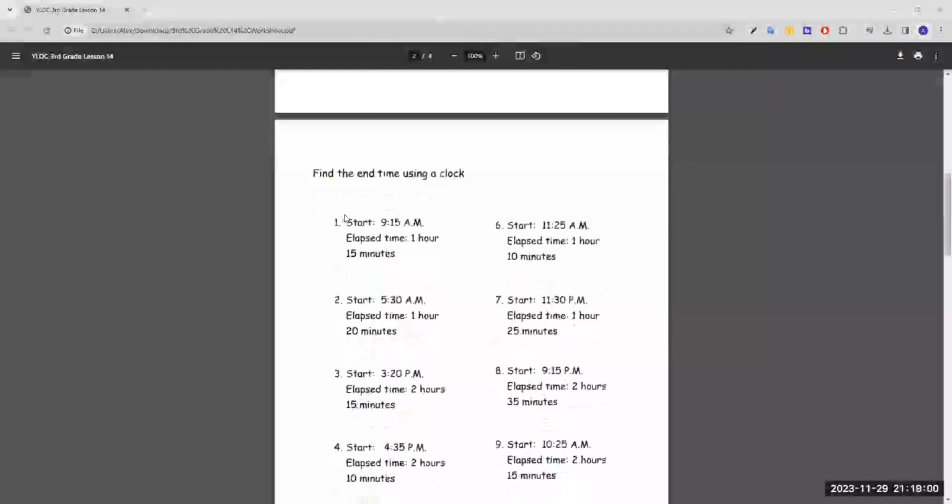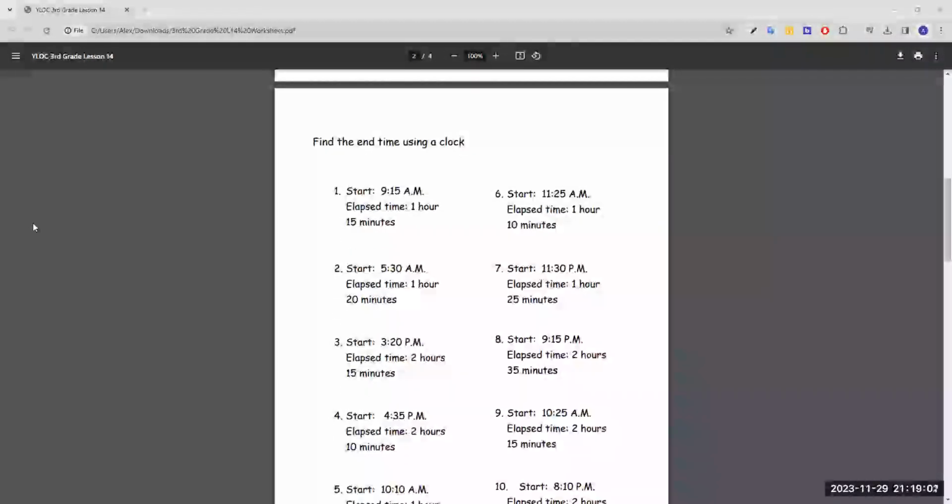Now moving on to finding the end time using the clock. Number 1, start at 9:15 a.m. and the elapsed time is 1 hour and 15 minutes. So we can just add like so 1 hour and 15 minutes. 9 plus 1 is 10, and 15 plus 15 is 30. So number 1 is 10:30.